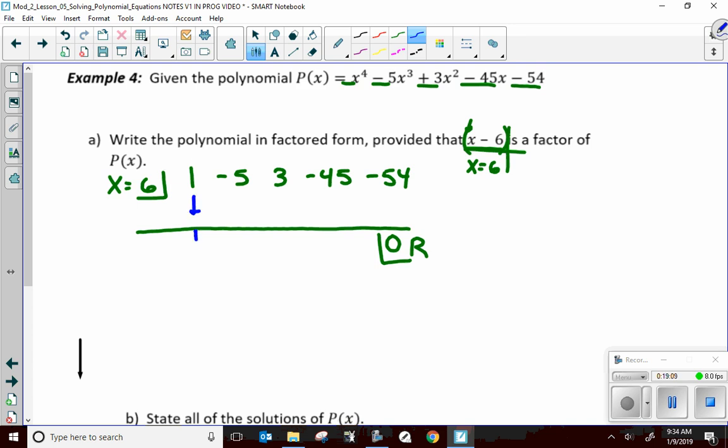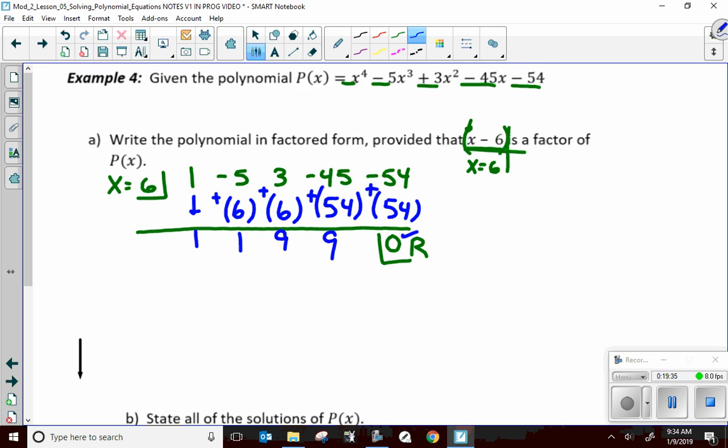Okay? Drop the 1. 6 times 1 is 6. If I add them, that gives me 1. 6 times 1 is 6. If I add them, I get 9. 6 times 9 is 54. And if I add these things together, all right, I get a positive 9. And 6 times 9, again, is 54. And if I add them, my 0 works out right.